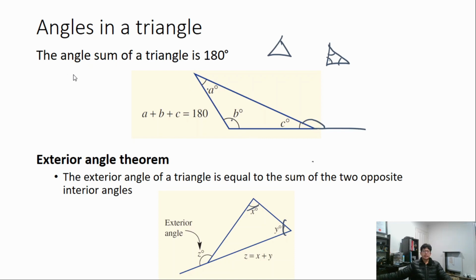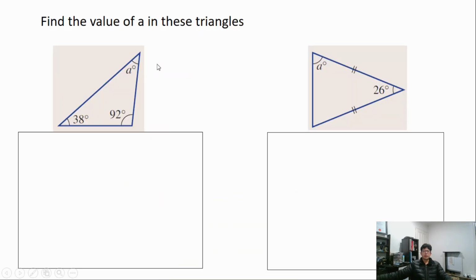Alright, so this may seem like a lot of information at the moment, but hopefully it will make a bit more sense in the next few slides where we do a couple of example questions. So let's start off with this one here. Let's find the value of A in these triangles. Remember, when you add them all together, it's going to equal 180 degrees.